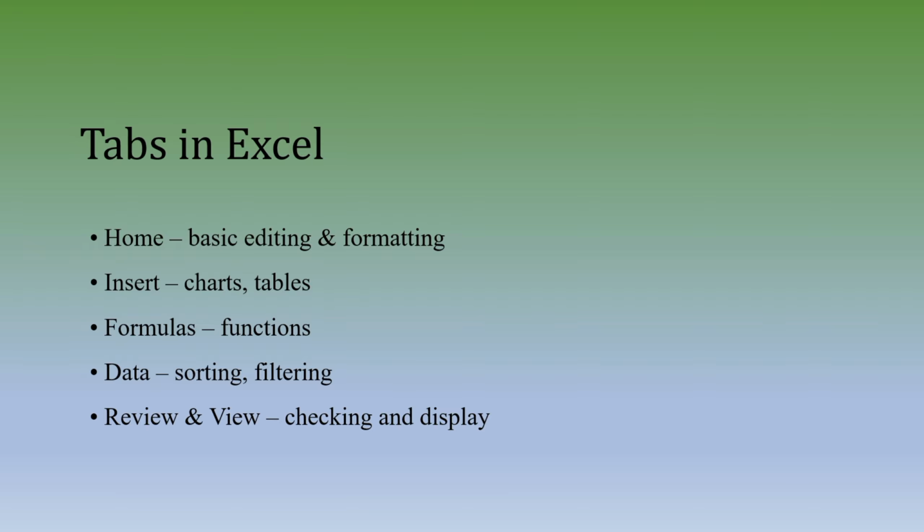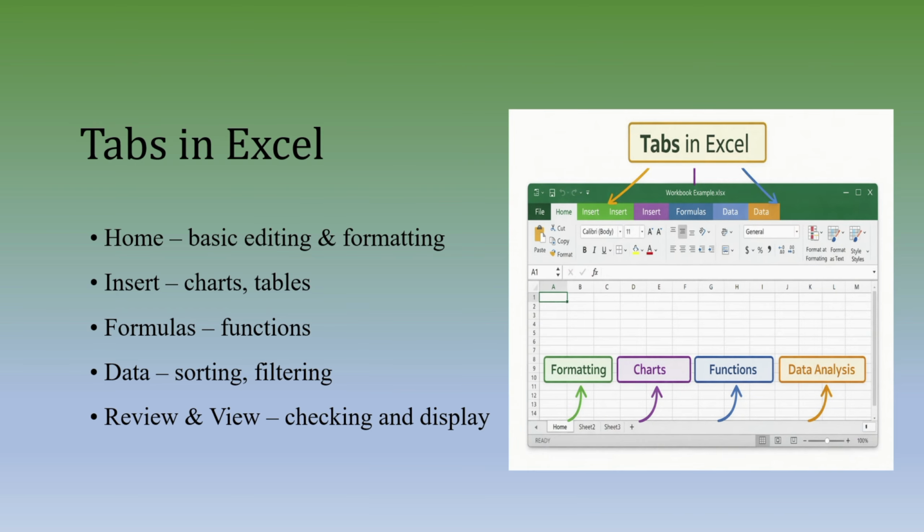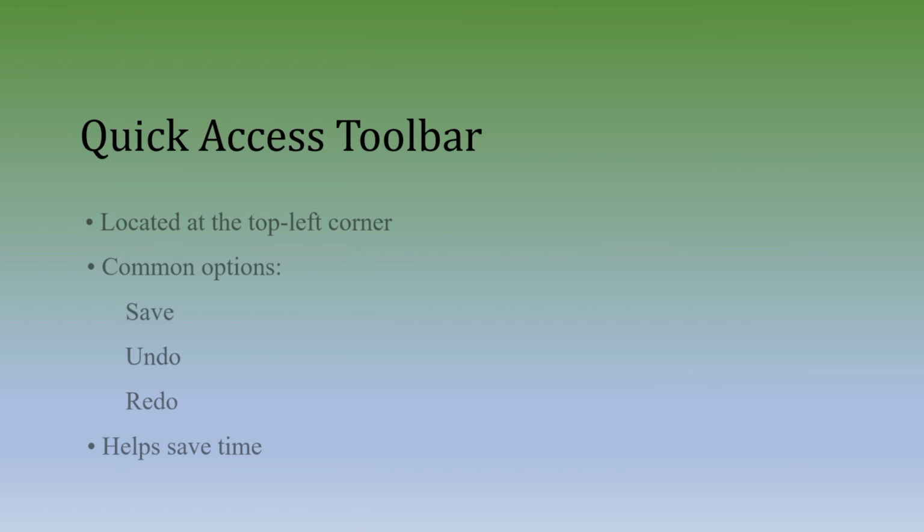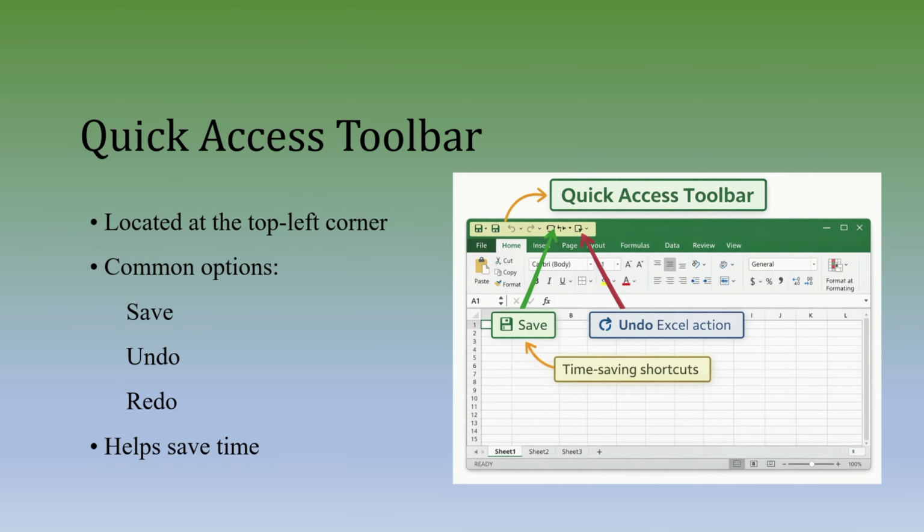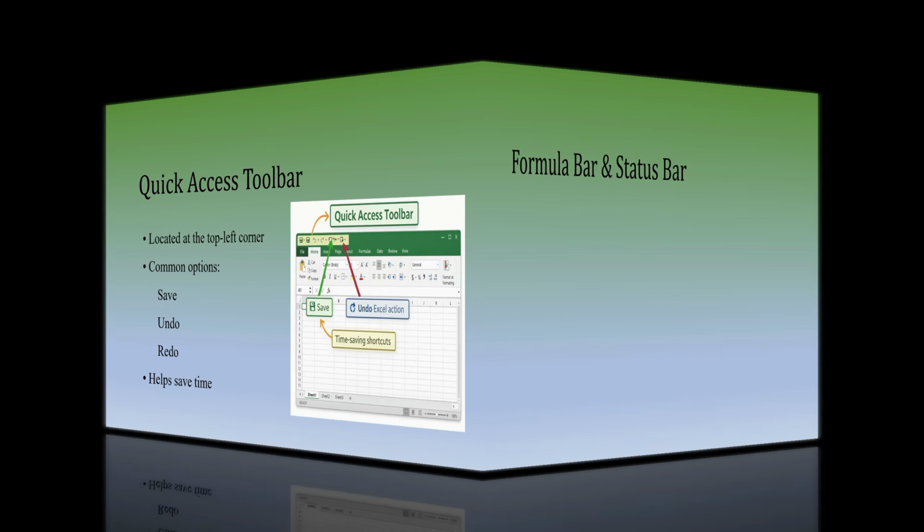Tabs are sections inside the ribbon. Some important tabs are Home, Insert, Formulas, and Data. The Home tab is used most of the time for formatting and editing. As beginners, you will mostly work with the Home tab. The Quick Access toolbar is located at the top left corner. It contains commonly used options like Save, Undo, and Redo. Using this toolbar helps us save time while working in Excel.